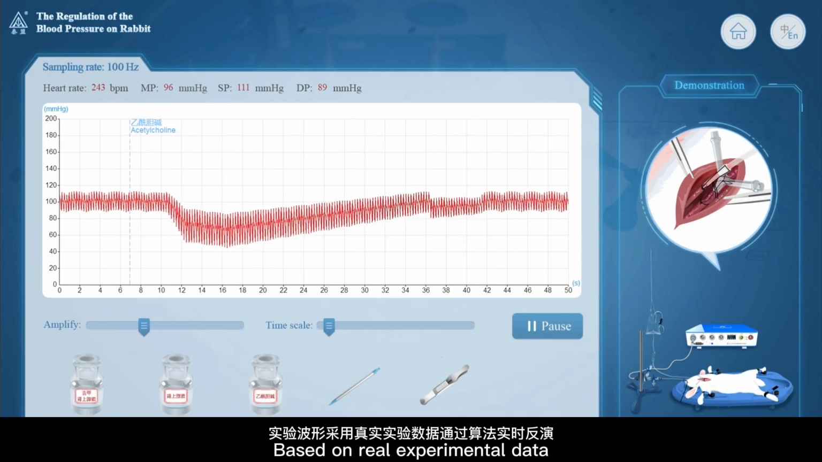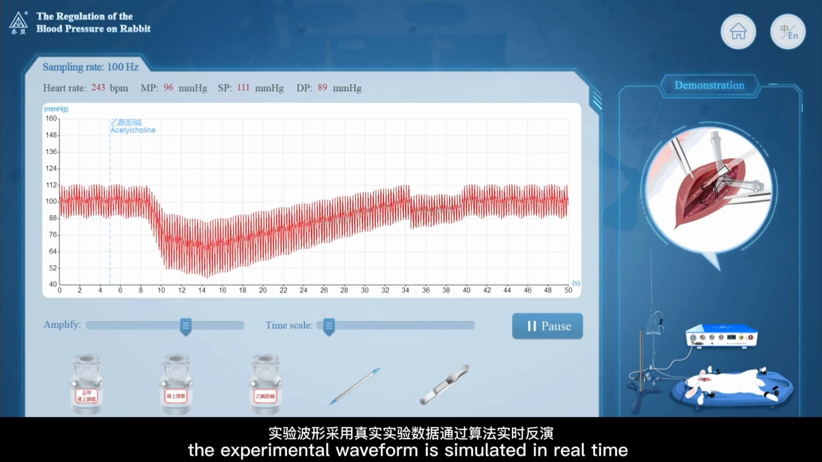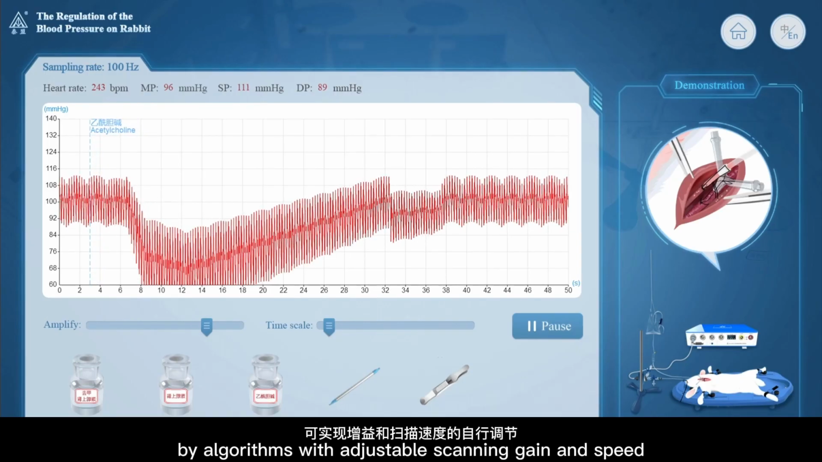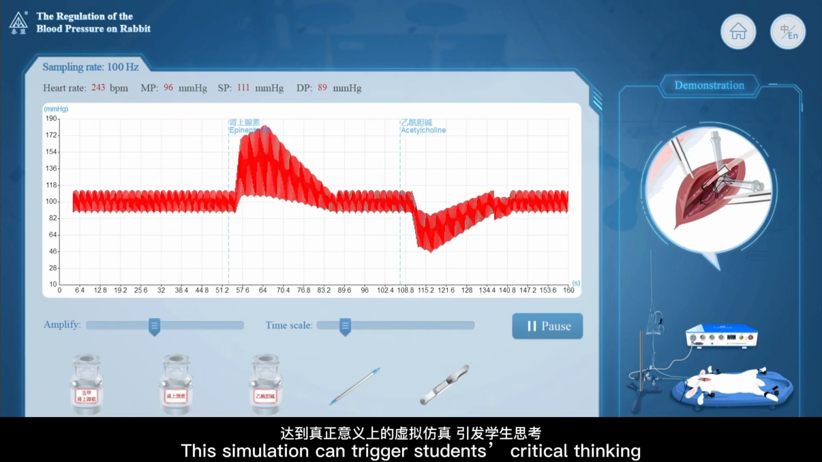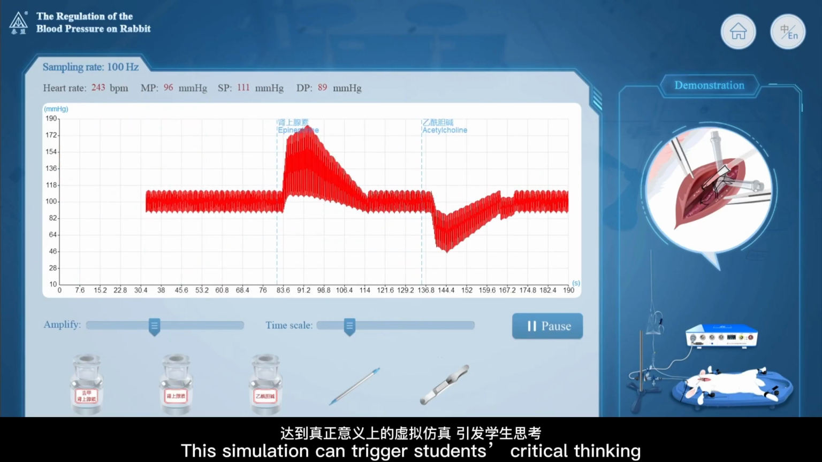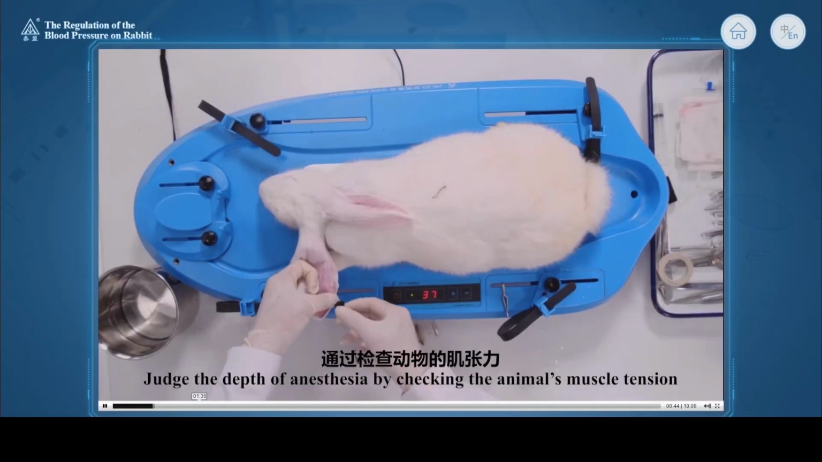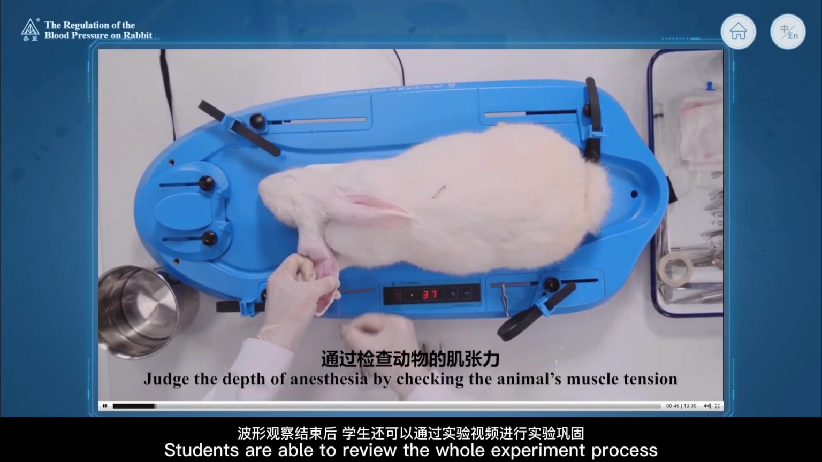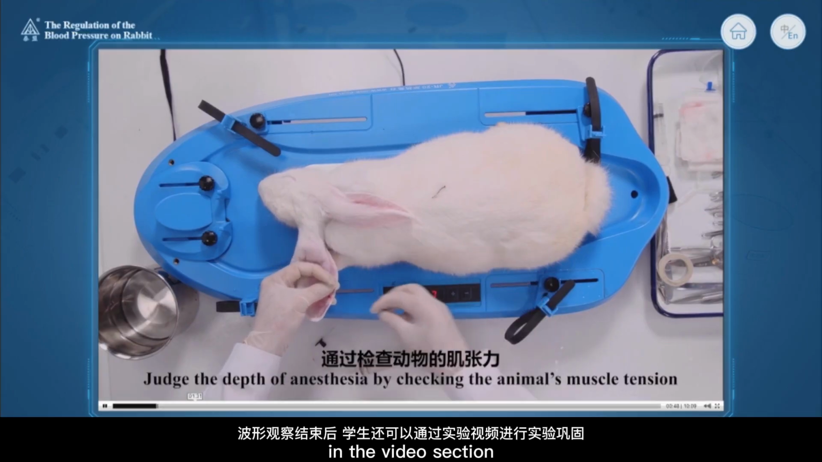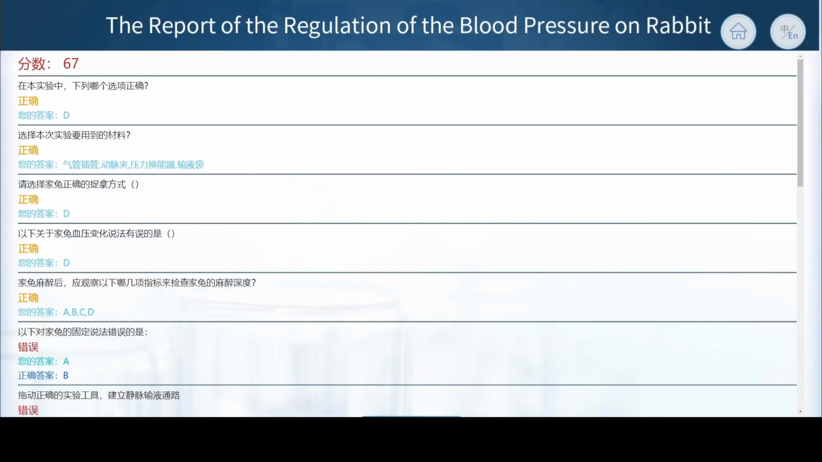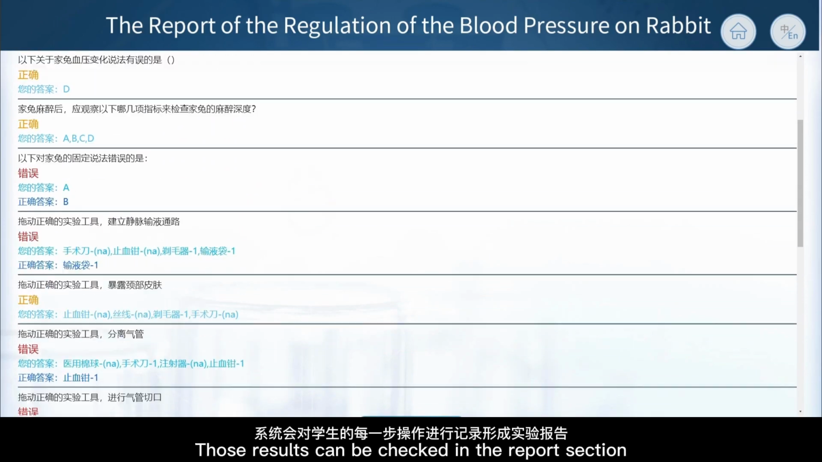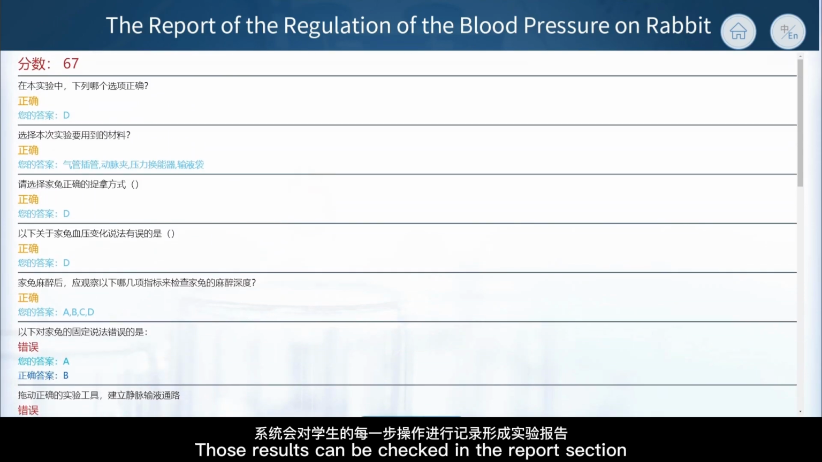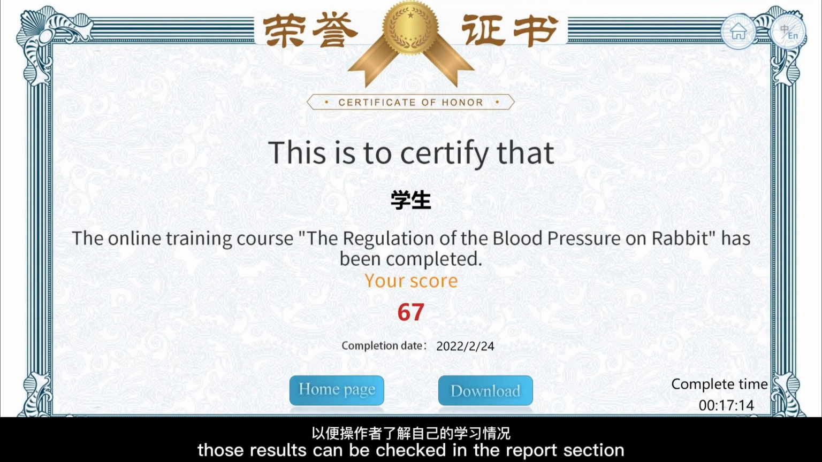Based on real experimental data, the experimental waveform is simulated in real time by algorithms with adjustable scanning, gain and speed. This simulation can trigger students' critical thinking. Students are able to review the whole experiment process in the video section. At last, this virtual lesson will generate assessment results for every student according to their operation process. Those results can be checked in the report section.